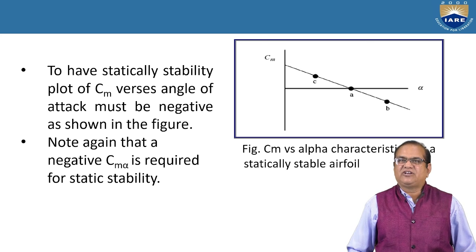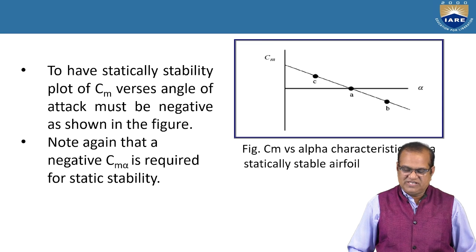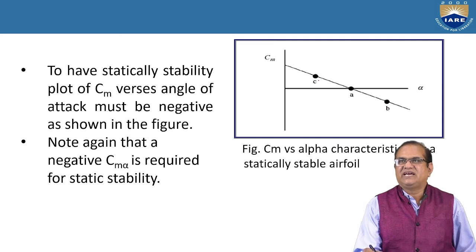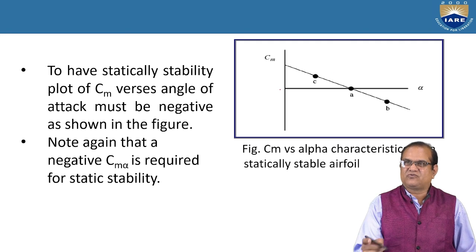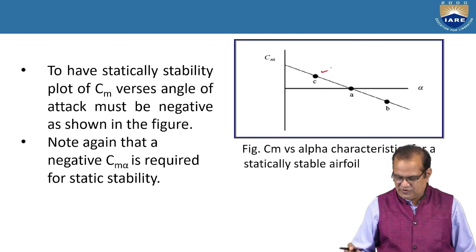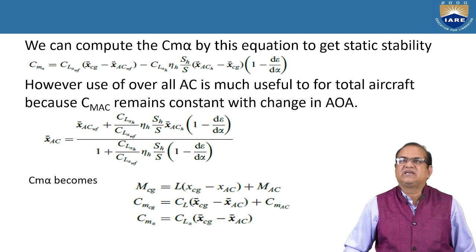Note again that a negative Cm alpha is required for static stability. So here C, A and B are the three cases which are shown, and these things are represented here. Accordingly, we have to see that it meets this requirement.